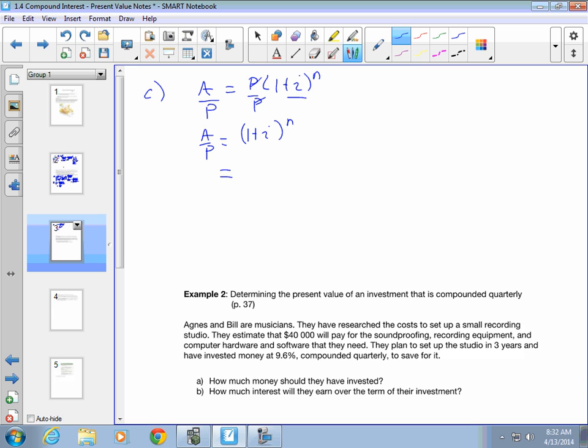So by substituting 1 plus I to the power of N, this is going to be 1 plus 0.06 to the power of N, though now instead of being 12, because it's compounded semi-annually, it's going to be 24. So that equals 2.03.